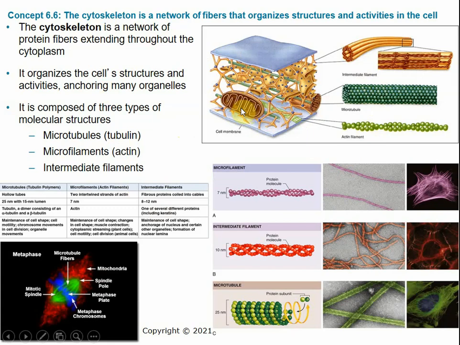So there are three types of molecular structures that comprise the cytoskeleton. Things like microtubules, which are little tubes of proteins called tubulin, microfilaments like actin, and intermediate filaments, which is kind of in between these two.